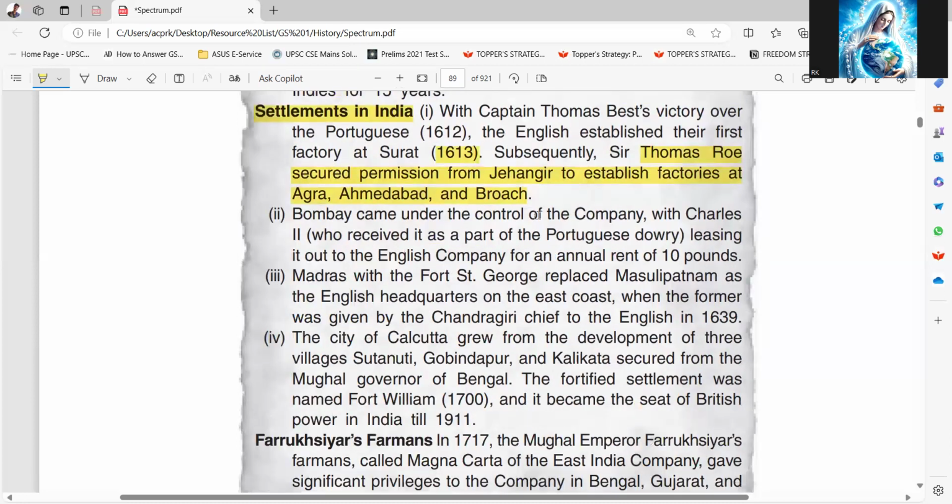Bombay came under the control of the company with Charles II, who received it as a part of Portuguese dowry, leasing it out to the English East India Company for an annual rent of £10. Madras with Fort St. George replaced Machilipatnam as the English headquarters on the east coast when the former was given by the Chandragiri chief to the English in 1639.